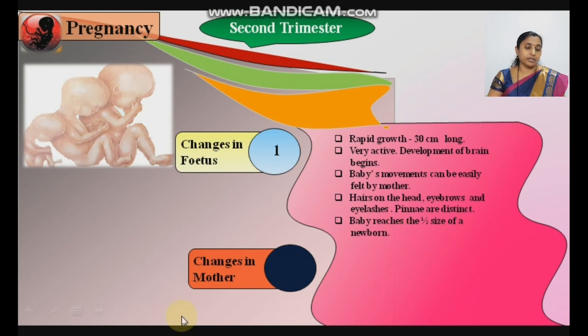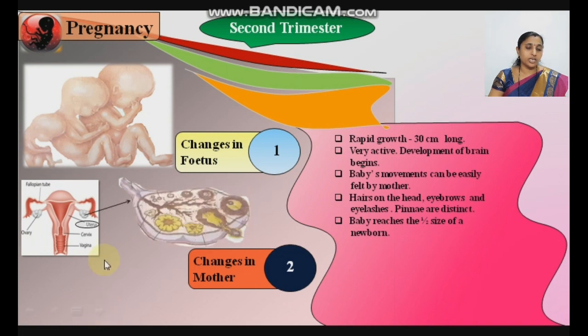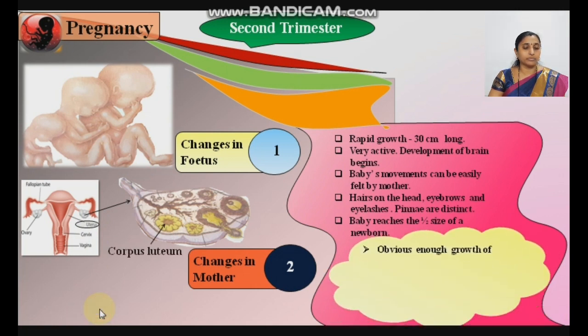Now change in the mother. Again the uterus becomes larger because of the rapid growth of the fetus. See here, change in the uterus again. Change also in the ovary due to hormone. Hormone stabilizes. Obvious enough growth. This growth can be visible from outside. That is obvious enough growth of the uterus for the pregnancy.